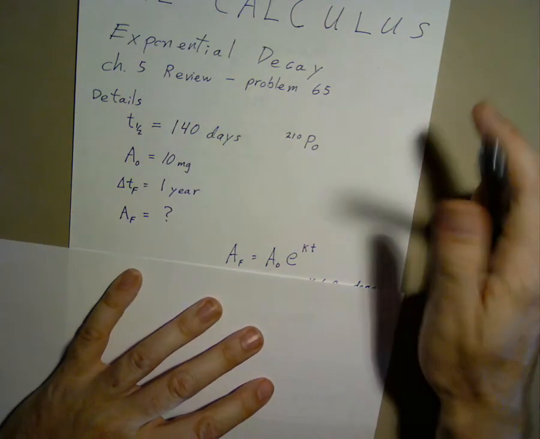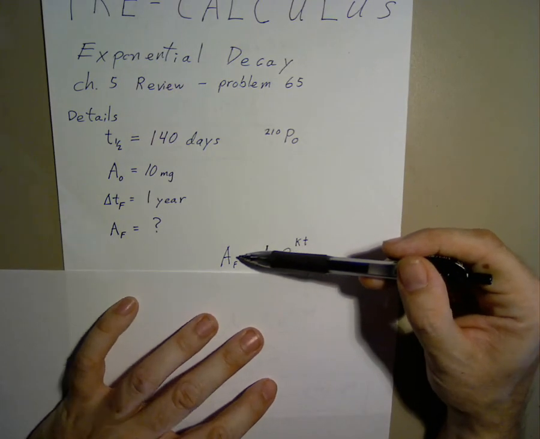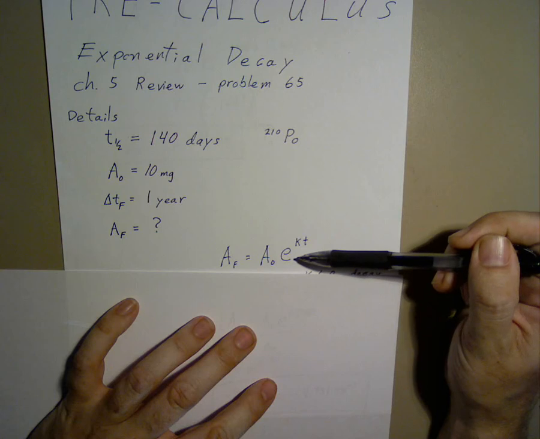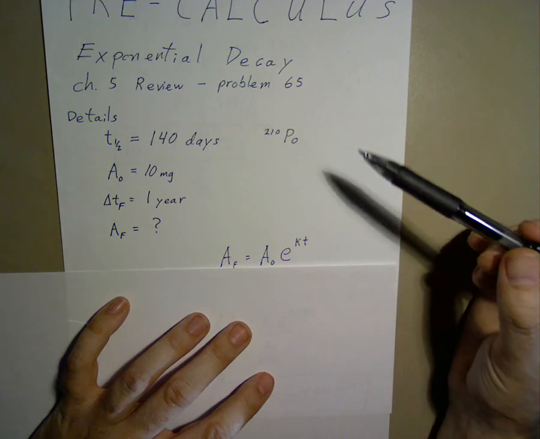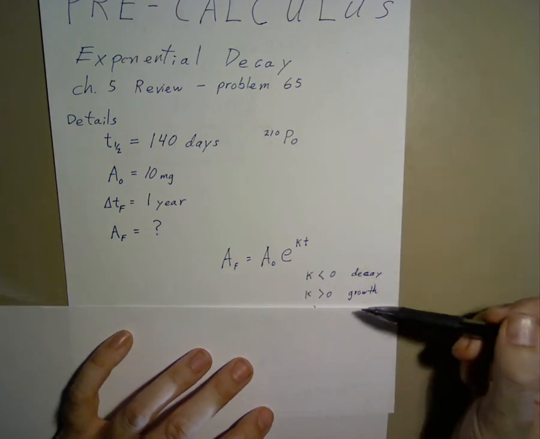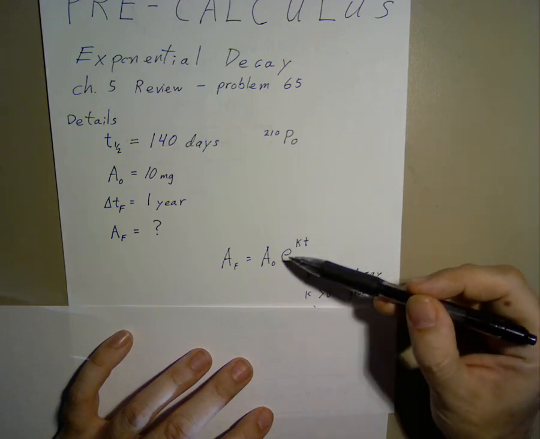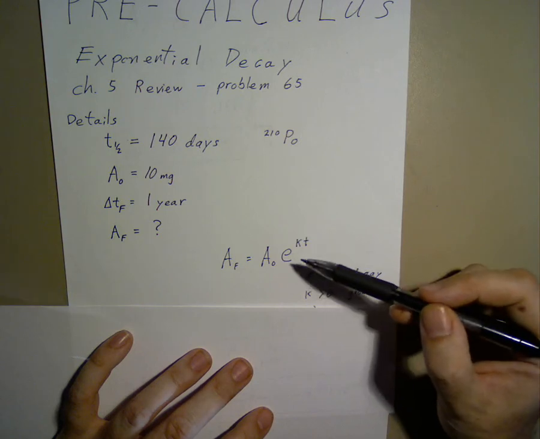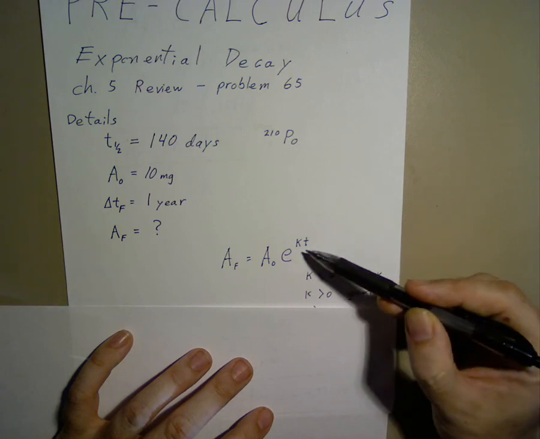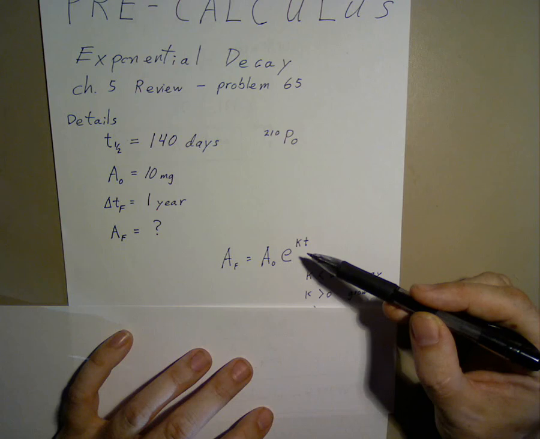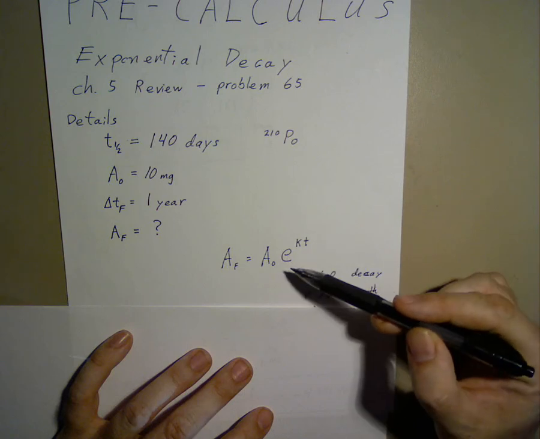That means that they decay according to the function A final equals A naught times e to the power of kt. Now, if k is a positive number, then we have growth, because as t and k become larger, e to that power becomes a very large number. Whereas if k is a negative quantity, then as t becomes large, k times t becomes a very large negative number. E to the power of a large negative number becomes a very small number.